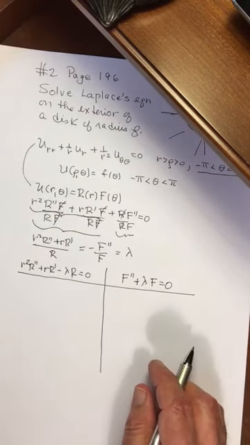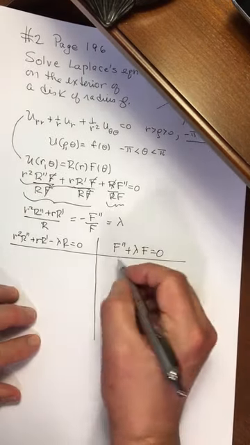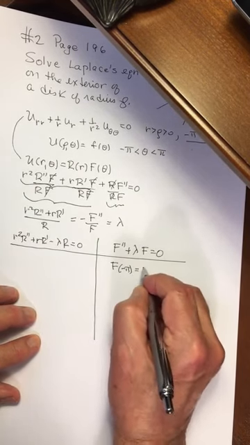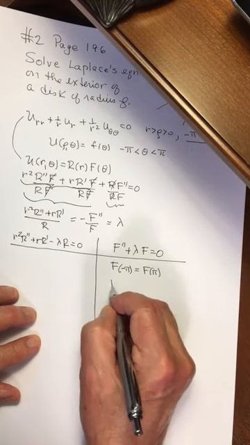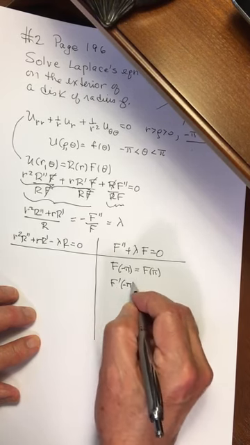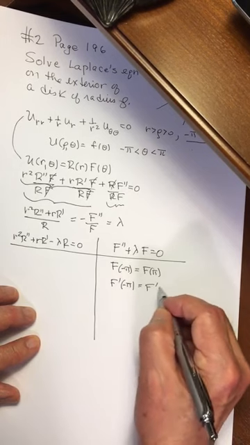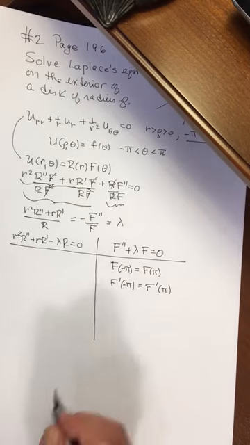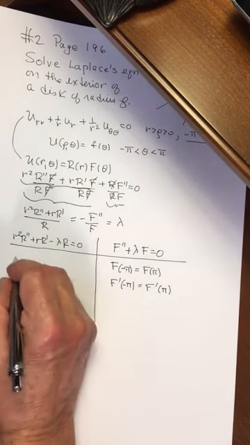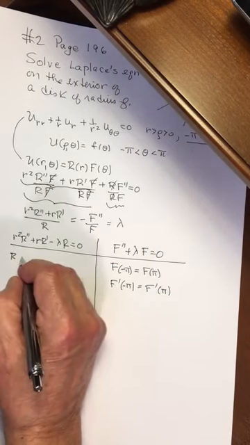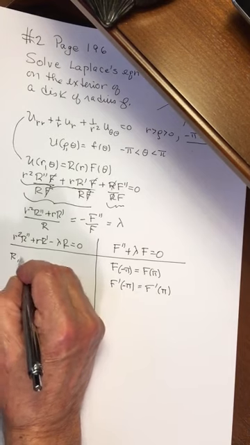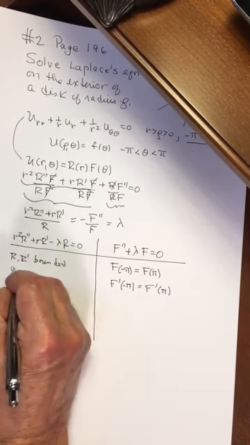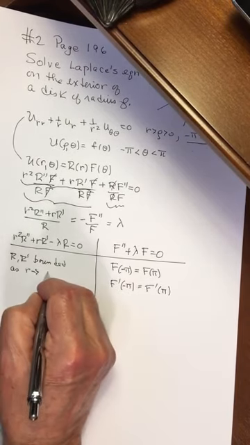We're going to require that we have periodic boundary conditions in theta, so we want to write that down. So F of minus pi equals F at pi, and F prime at minus pi equals F prime at pi. And for the r equation, let's point out that we were going to require that R and R prime be bounded as r goes to infinity.